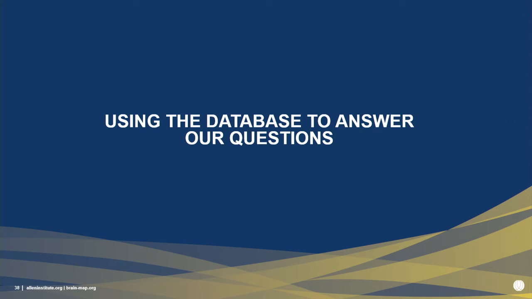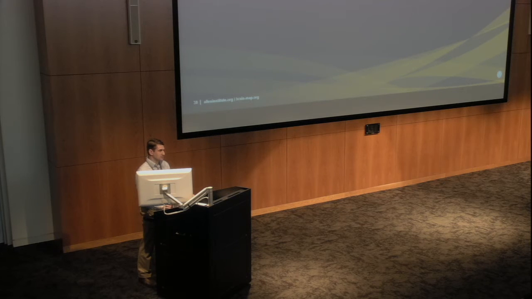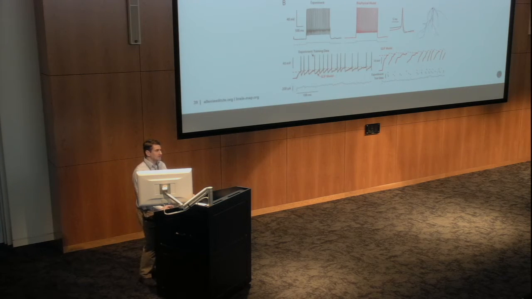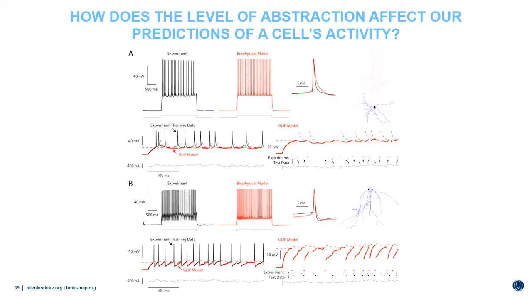All right, so now we have this database of models alongside our experimental data, and we can start to use those models to address some of the questions that we brought up at the beginning of the presentation. So we can do things like look at how the level of abstraction affects our predictions of a cell's activity, because we can make both biophysically detailed models and glyph models from the exact same neuron, and we can do that for many neurons and systematically go through and compare and contrast the different types of models.